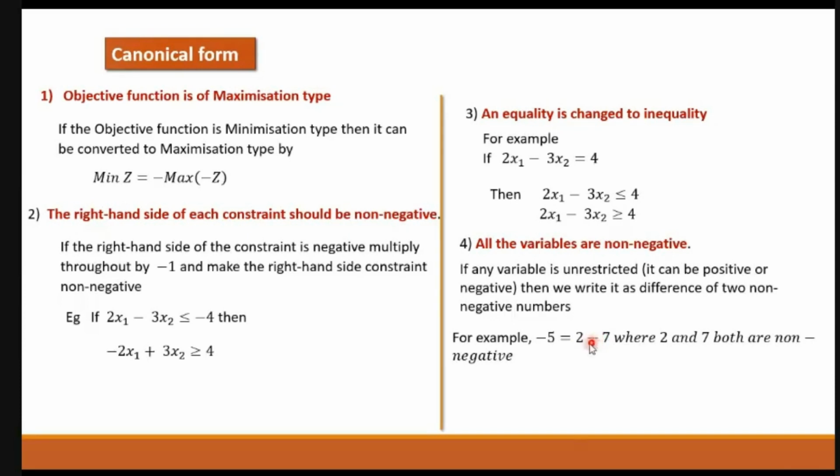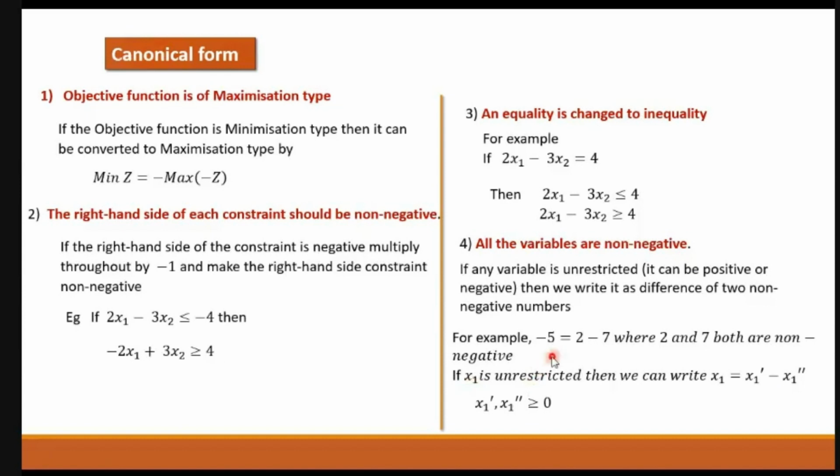Okay, so if there is any variable which is negative, we can write that negative variable as the difference of two positive numbers. Any unrestricted variable can be written as the difference of two positive numbers. Suppose x1 is unrestricted, we can write x1 is equal to x1 dash minus x1 double dash, where x1 dash and x1 double dash are greater than or equal to 0. Just you can see this example.